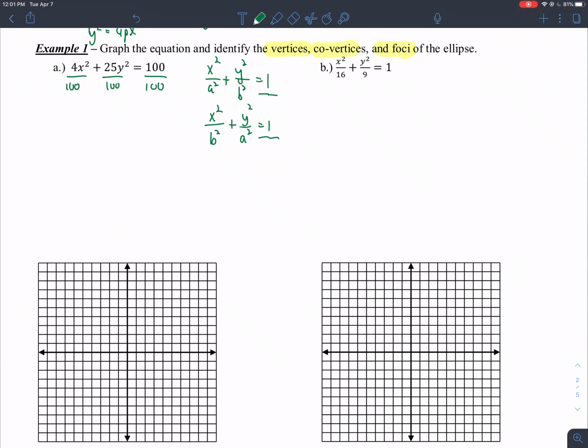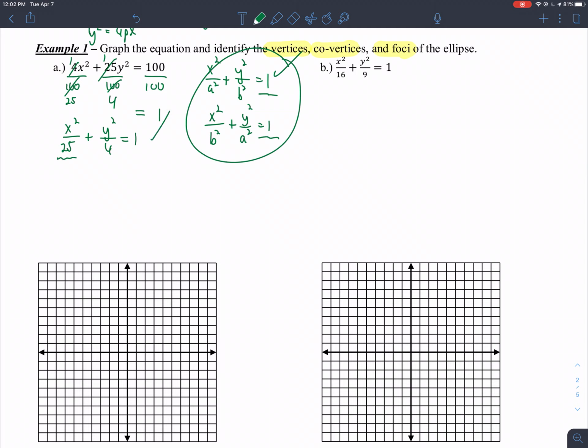If I divide this by 100, then I get equal to 1 over here, which is what it's supposed to look like. And then I can just reduce the fractions. So 4 goes into itself once, 4 goes into 100 25 times, 25 goes into itself once, and 25 goes into 100 4 times. So this is what I have then: x squared over 25 plus y squared over 4 equals 1.